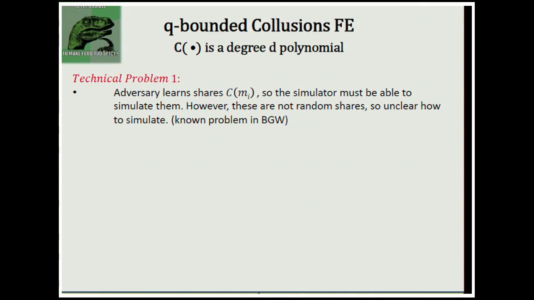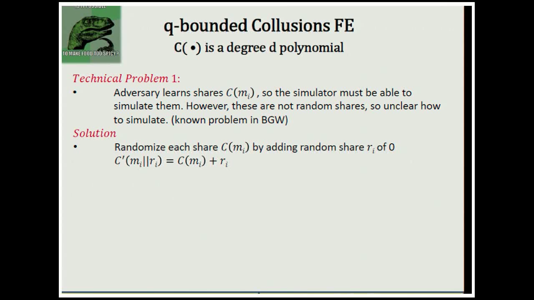So now let me tell you about a few other technical problems that come into the proof. So first of all, I told you that we proved the construction to be secure under the simulation-based definition. So therefore, because the adversary learns C of Mi, the simulator must also be able to simulate the same view. However, these are not random shares, because how would we do that? Well, we computed the function over secret sharing of M. So therefore, it's unclear how to simulate it. The same problem has been observed in the BGW protocol, and the solution is actually quite simple.